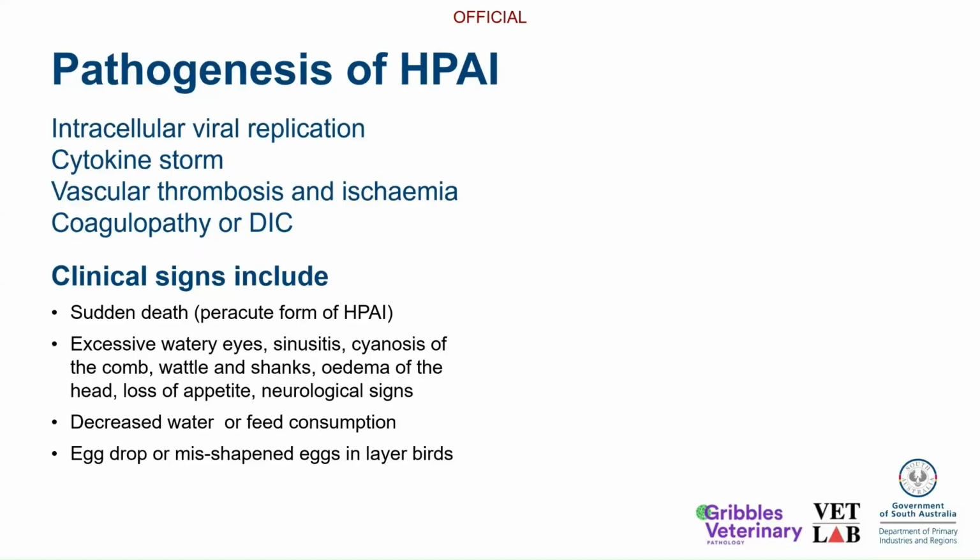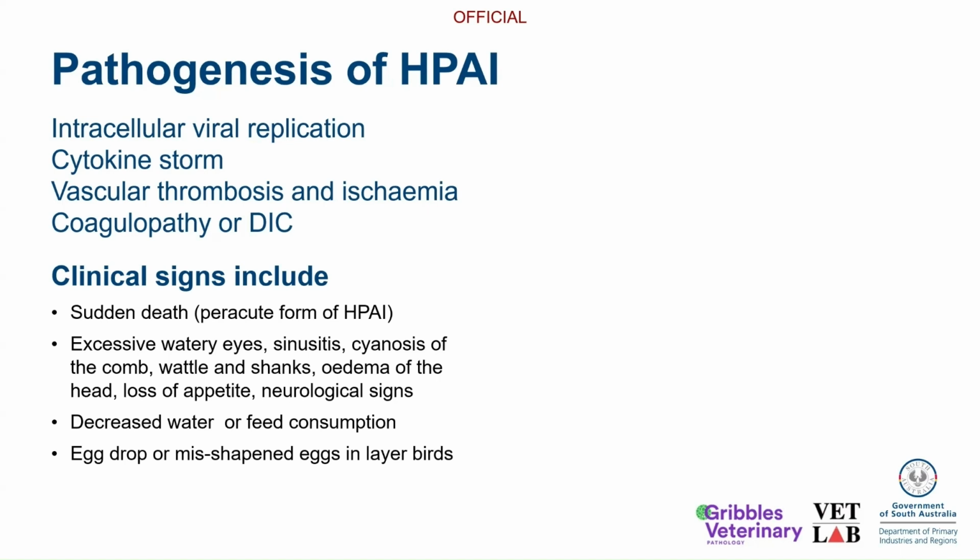Just as a recap, Alyssa has given a very thorough overview of the clinical signs. So the underlying pathogenesis of HPAI, essentially the influenza A virus undergoes intracellular viral replication, initiates a cytokine storm through multiple organs. There's multi-organ vascular thrombosis and ischemia, and also coagulopathy or disseminated intravascular coagulation. And for this reason, the range of clinical signs are quite broad.